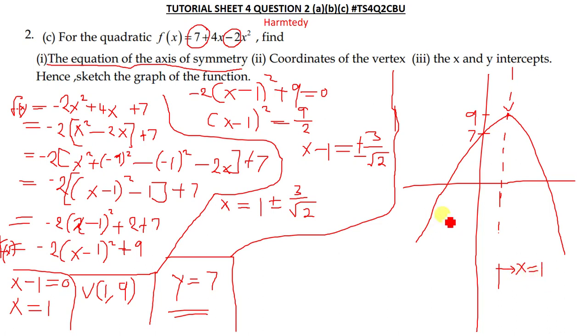Then what else have we forgotten to put? Just put now these 2 points. The small one will be this side, which is 1 minus 3 over root 2. Then the bigger one will be this side, 1 plus 3 over the root of 2. So we have sketched the graph. This is how simple these things are. Let's quickly move on; this was the last question, question 2C.